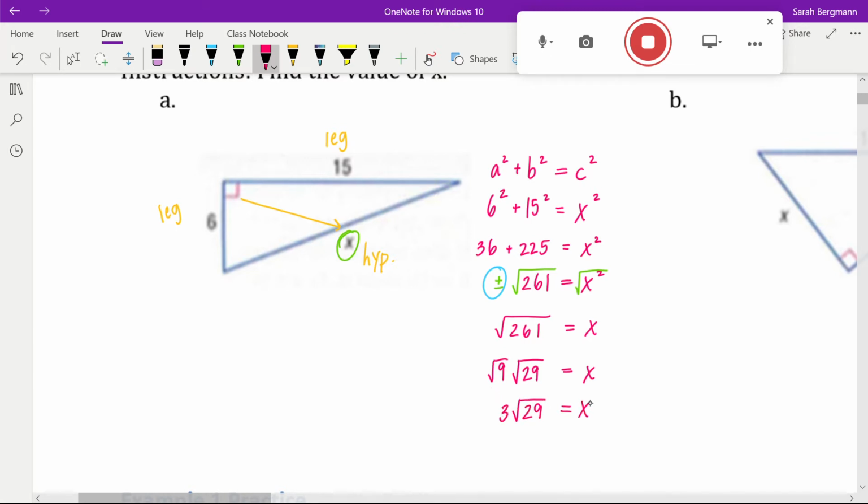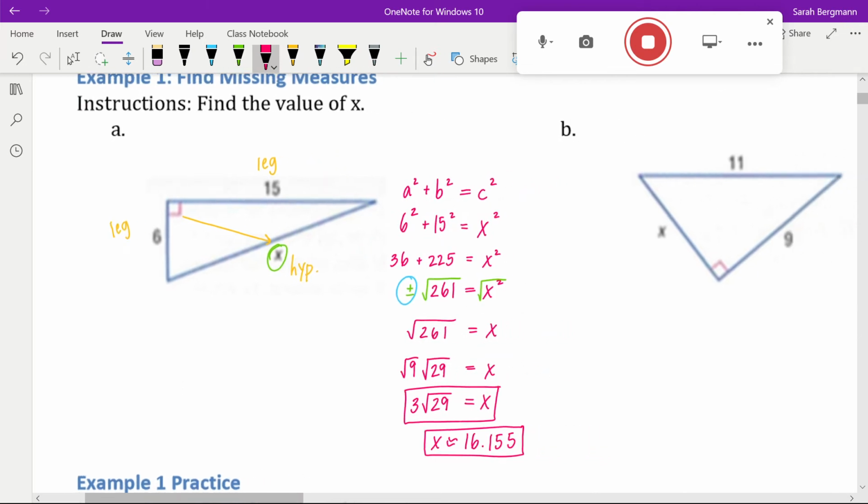So our final answer is 3 square root of 29 for the side x. You could also get an approximate answer by plugging in square root of 261 into your calculator. So if you wanted to do that, or depending on what the problem is asking you, you could find that as well. Let's try another.